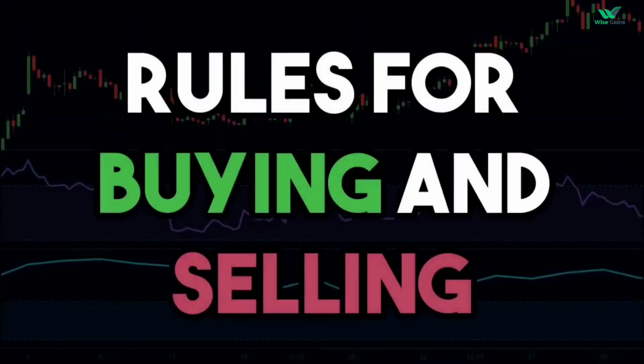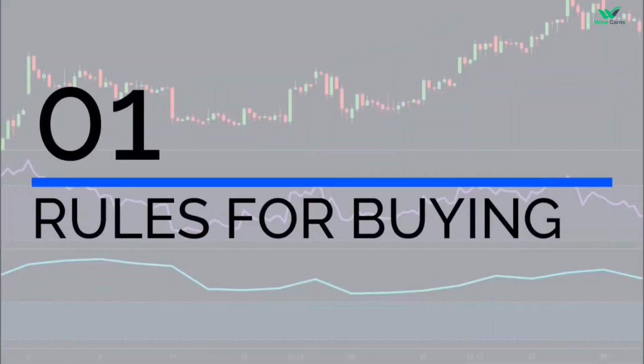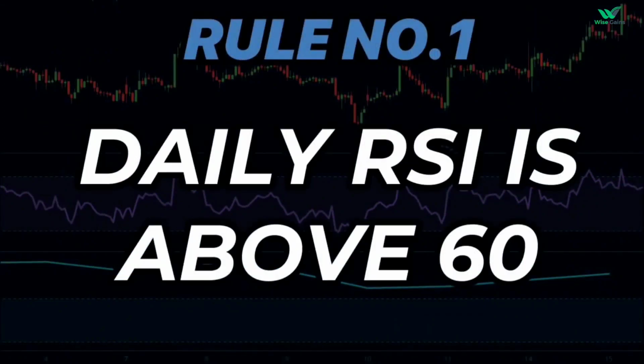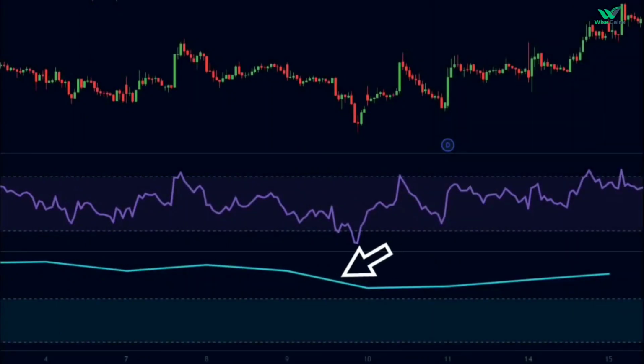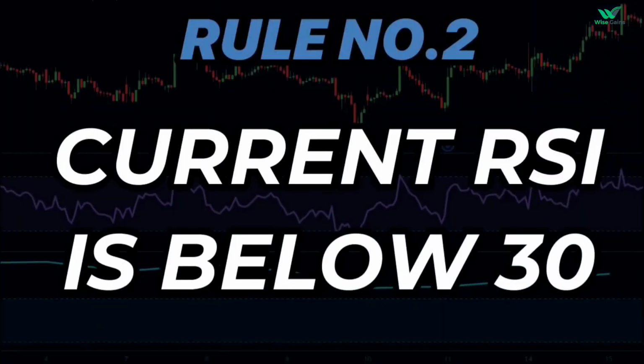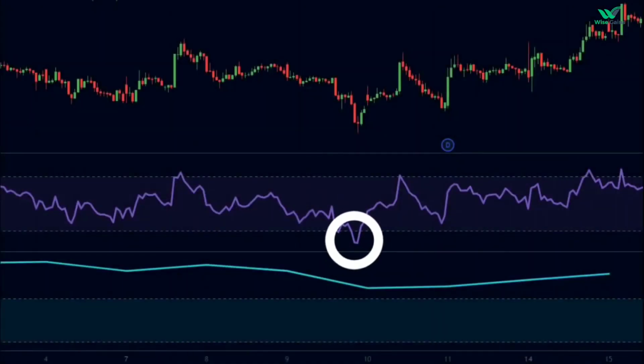Now let's look at the rules for buying and selling. So here are the rules for buying. Rule number 1. We want the daily RSI to be above 60. When the daily RSI is above 60, this shows us that the price is in an uptrend. Rule number 2. The current RSI should be below 30. When the current time frame RSI goes below 30, it provides us a great opportunity to enter long in the long-term uptrend. So we'll look to buy when the RSI is below 30.